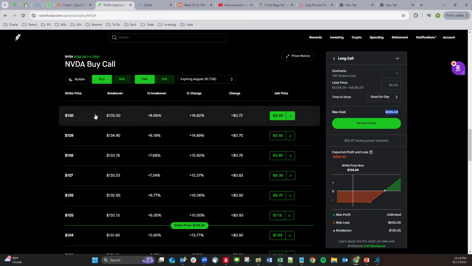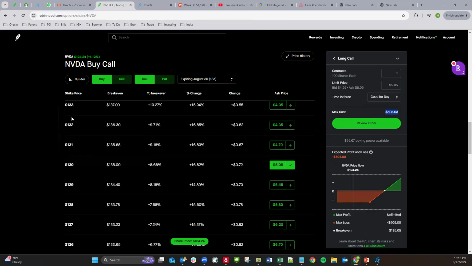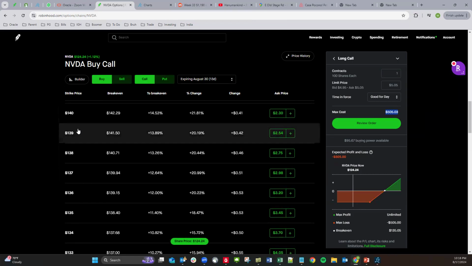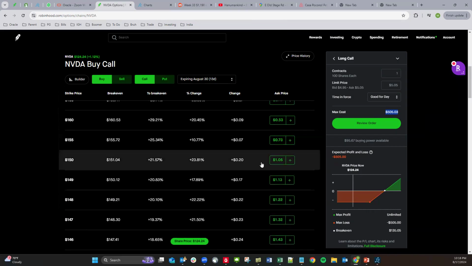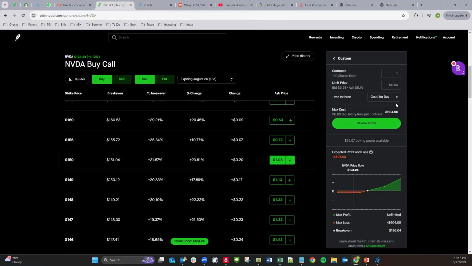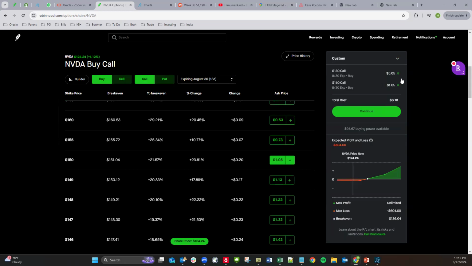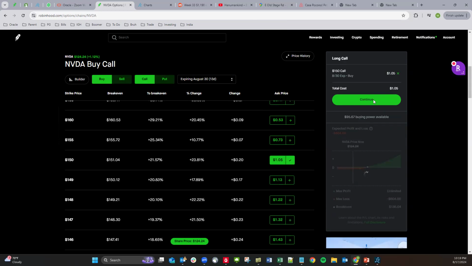And if I go to, instead of 130, let's say I want to buy the 150 strike price. So for the 150 strike price, it is $1.05 times 100, which technically means $105. If you try to add this, it took both, let me remove the other one. But it's essentially $105.